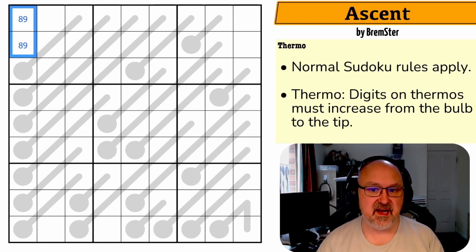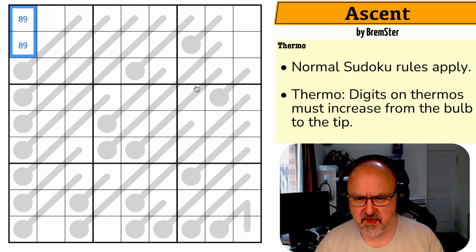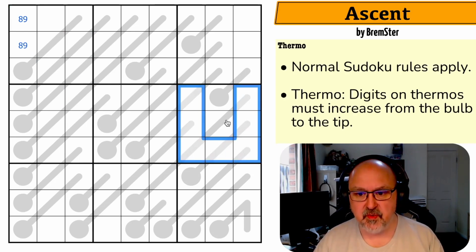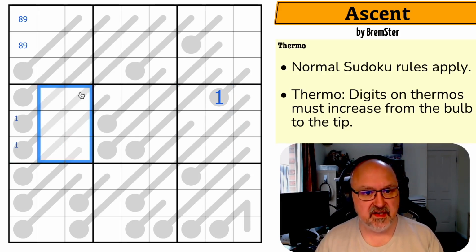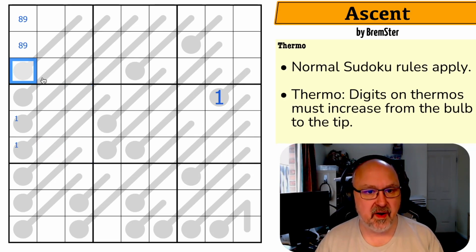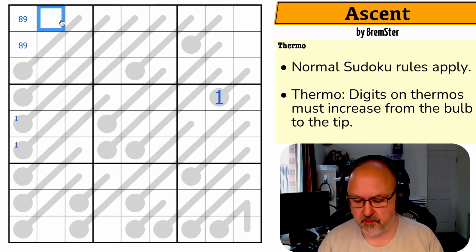And then I want to start asking myself, there was a box, I think it was this box, which could only take 1 in one place. I can't put 1 anywhere except the bulb of a thermo, so that becomes a 1, which means 1 is in one of those two, because I can't put 1 anywhere that isn't the bulb of a thermo, so it can't go in any of those. 1 now can't go here or anywhere that's not the bulb of a thermo, so it goes here. Now 1 must be in one of those two.